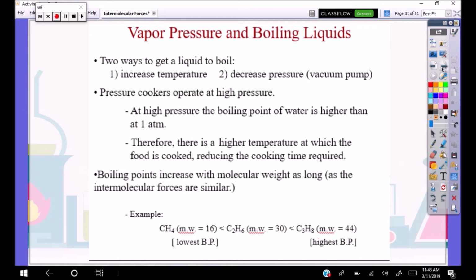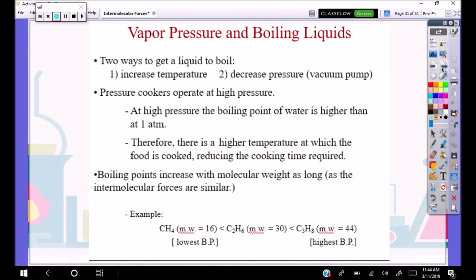We're removing all of the air, and some of the particles have to escape the surface to balance that out, and as a result, we reach boiling at a lower temperature. Pressure cookers, for instance, operate at a high pressure. Since we have a high pressure, the boiling point of water is higher than 1 atmosphere, which means we have to get to a higher temperature. And so therefore, the food is cooked at higher temperatures, which reduces our cooking time.